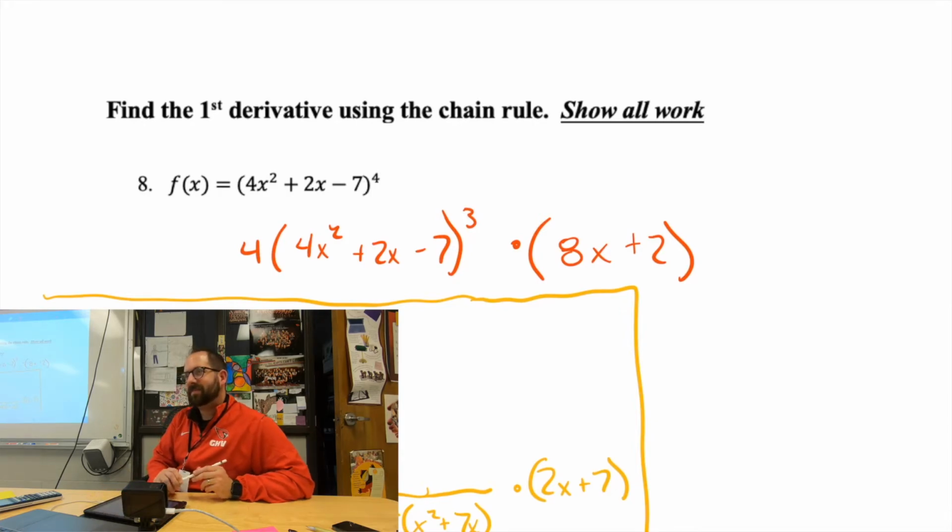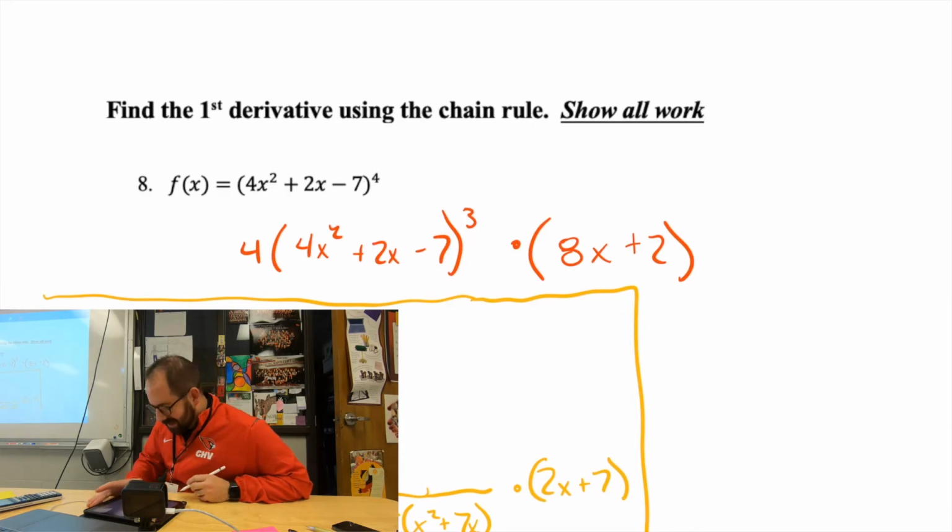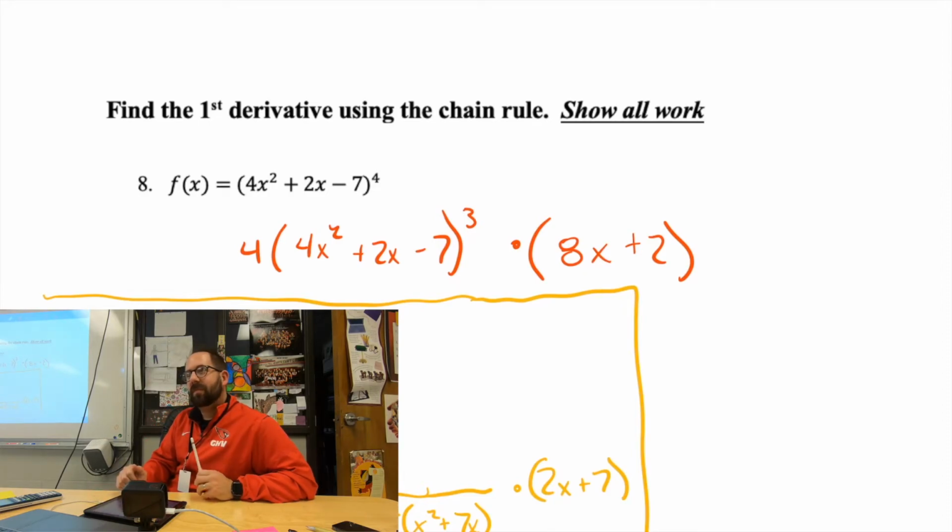Okay? Moving on. What do you do if there's an x in the power? If there's an x in the power, then you have to do that exponential rule. We'll see that in the next problem. We're going to put an x up in the power.